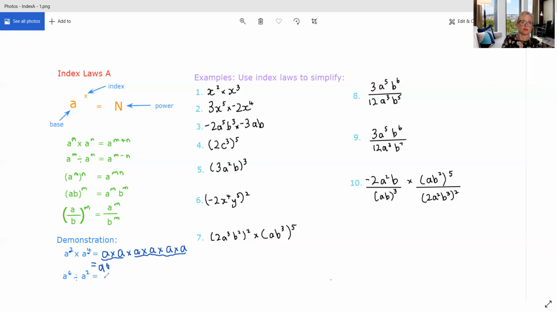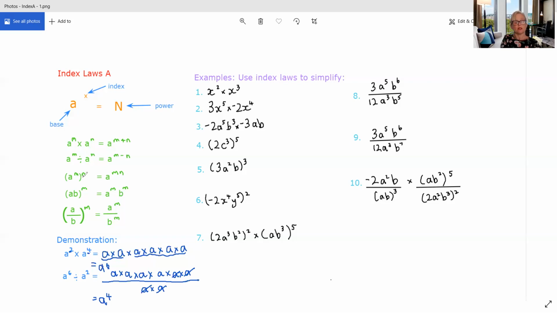If you're dividing, it's probably easier to think of it like this. So you've got a to the 6th. So you've got 6 factors of a. 1, 2, 3, 4, 5, 6. And you're dividing by a squared. Now what happens here is you're cancelling off 2 factors and you're left with a to the 4th. So in essence, that's why you're subtracting your indices, because of that cancellation process.